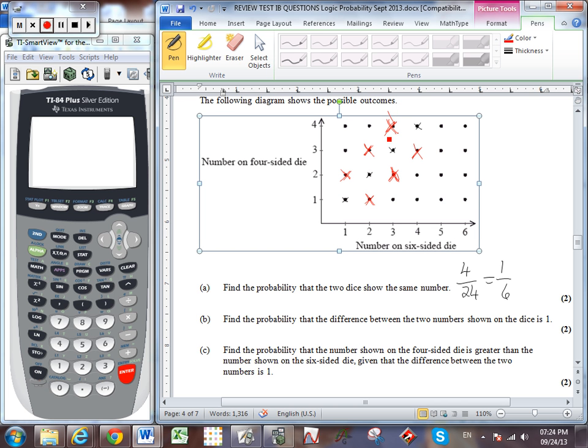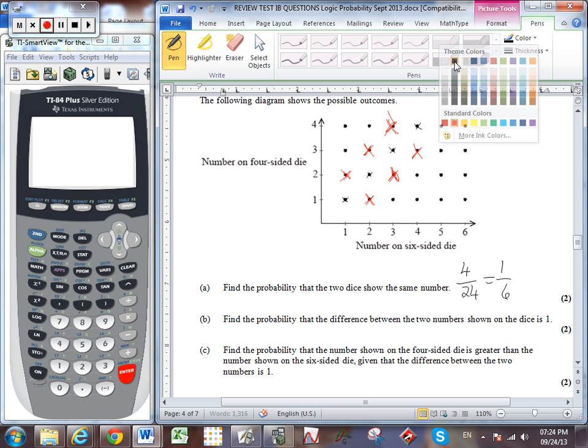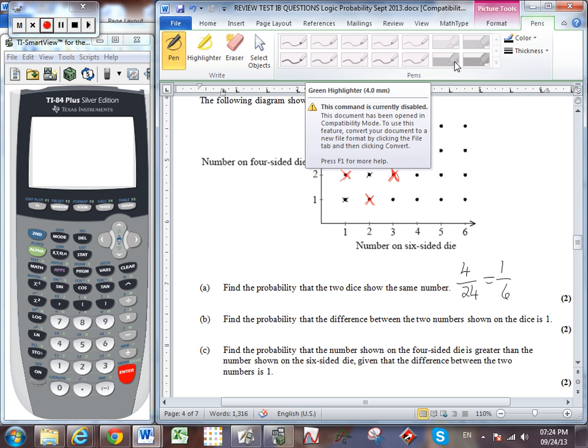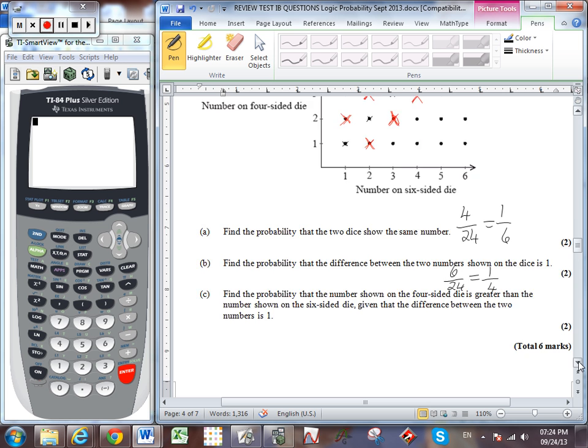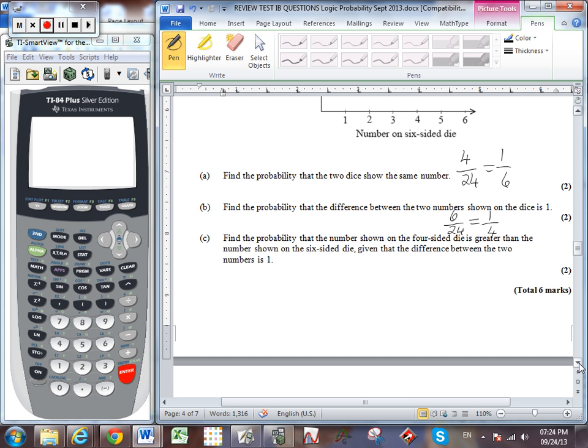And we end up then with 6 spots out of 24. And so our answer would be 1/4 when I reduce the fraction. And as always, yes, you could express it as a percent if you wanted.